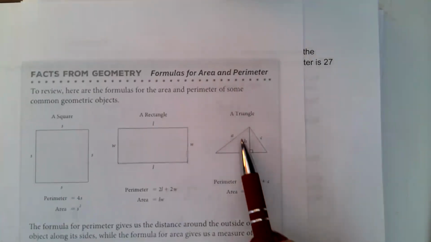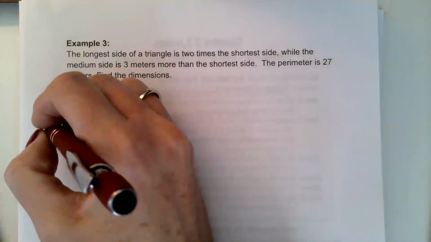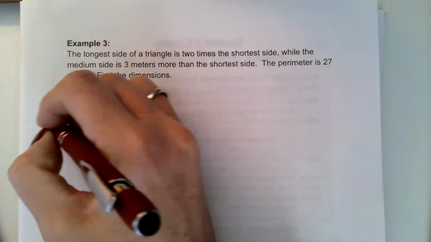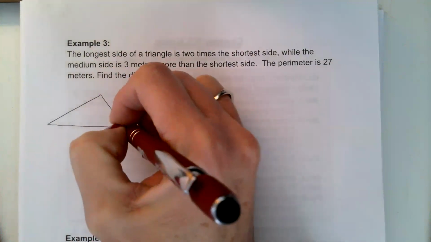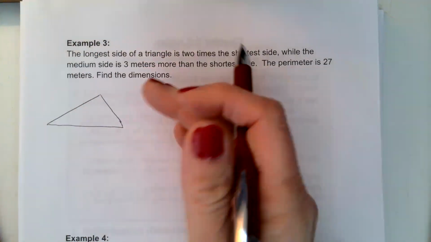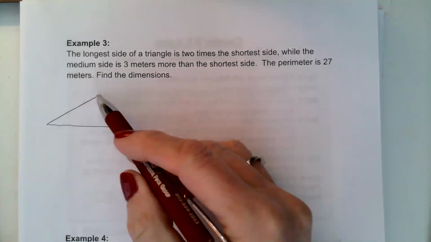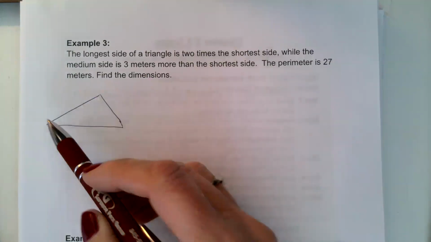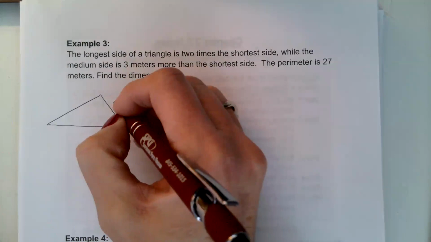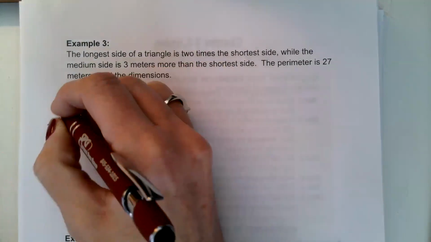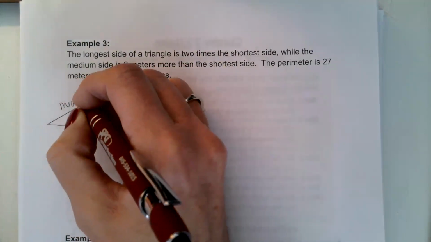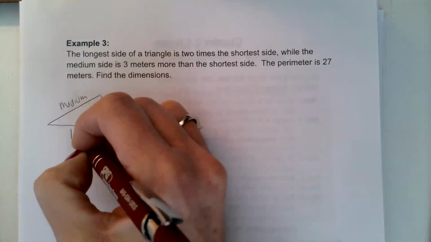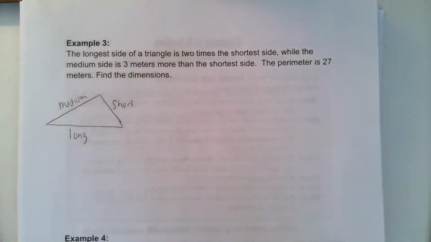We don't have to worry about the height, just A, B, and C. So we could draw a special triangle where two of the sides are equal, but that's not our situation. We clearly have one side that's shortest, a medium side. So this will be our shortest. This will be our medium. And this will be our long, just so we can identify them.